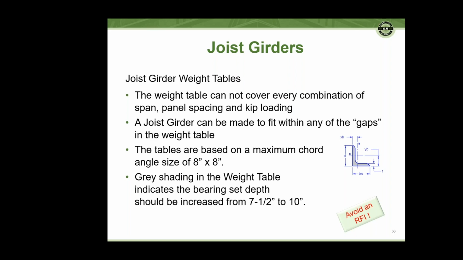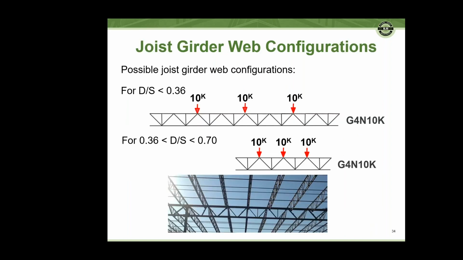However, a joist girder can be specified and used that fits with any of those gaps in the weight table. The weight table is just a guide to self-weight. It's not a restriction on those being the only designations that can be provided. The weight tables are based on a maximum chord angle size of 8 by 8 inch angles, and so the gray shading in the weight table indicates where the bearing seat depth should be increased from 7.5 inches deep to 10 inches deep as a standard.